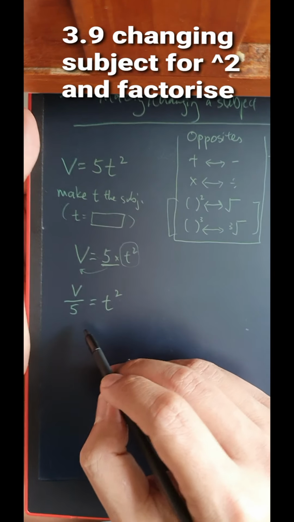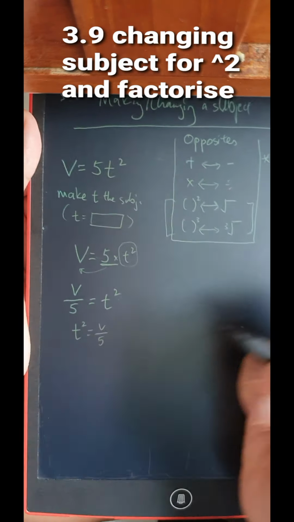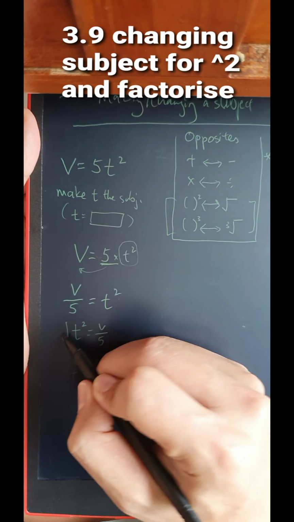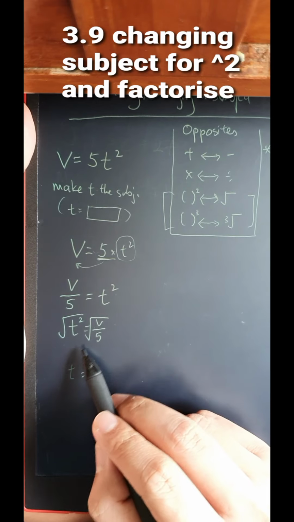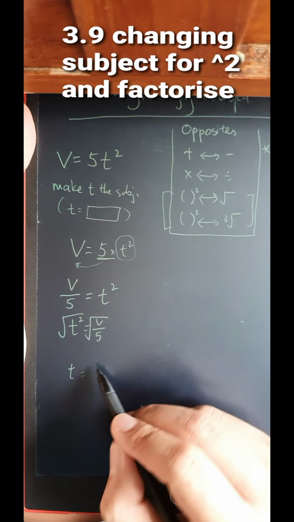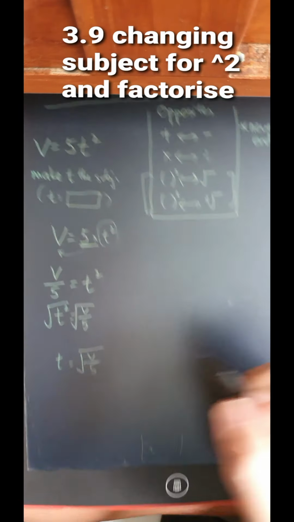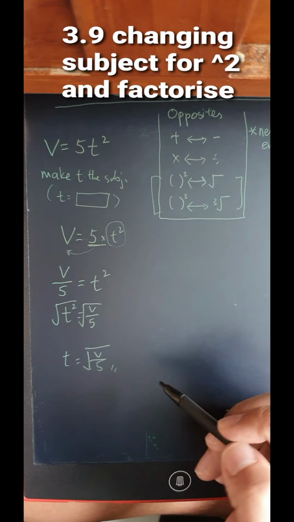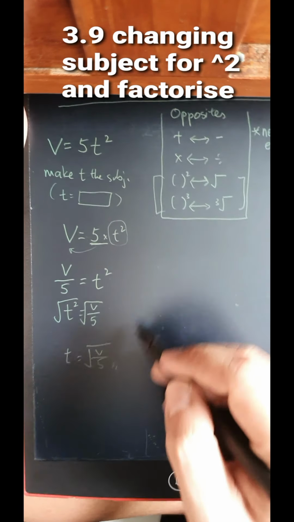So once you get this, let's write it this way. We prefer to see it this way. So how to get t as the subject? You square root both sides. Once you square root, it just becomes t. Answer is square root v over 5. That's it. Also, this is your answer. Opposite of square is square root. Just square root down here. Okay, and that's your final answer.